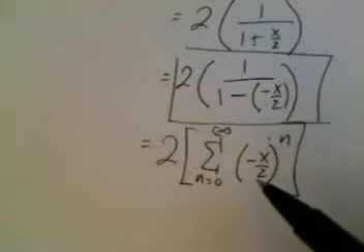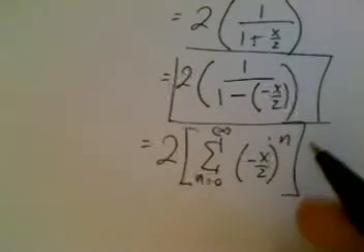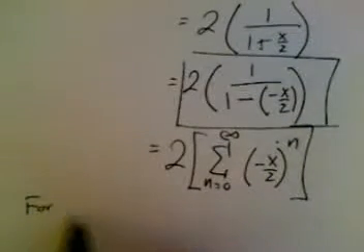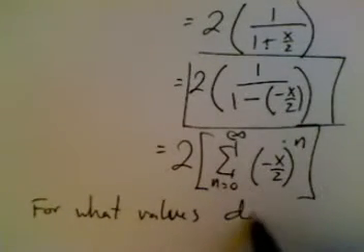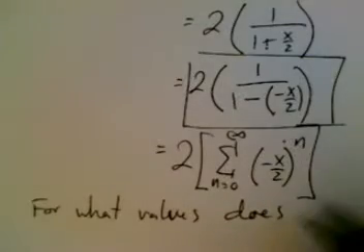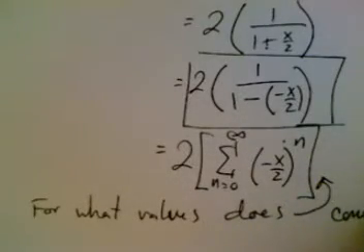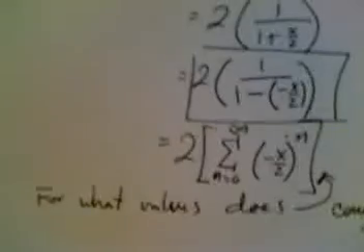The other question would be maybe where does it converge? For what values does this converge? Let me zoom out a little bit so you can see it.